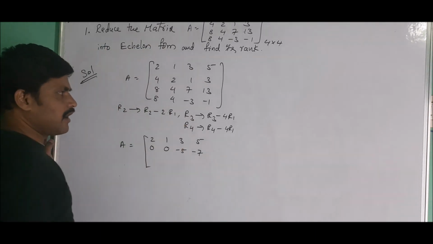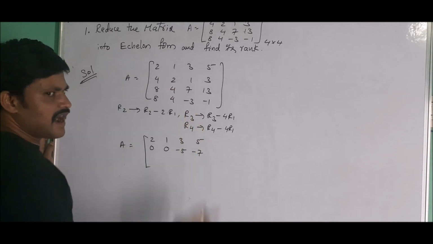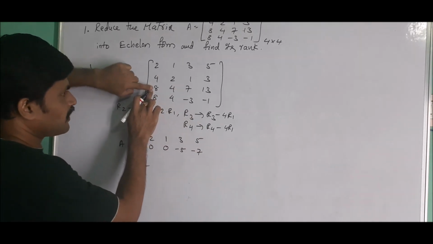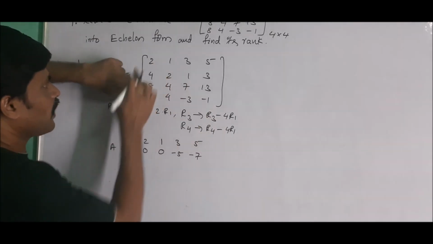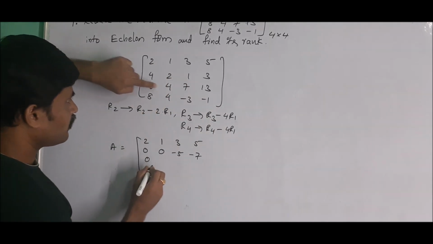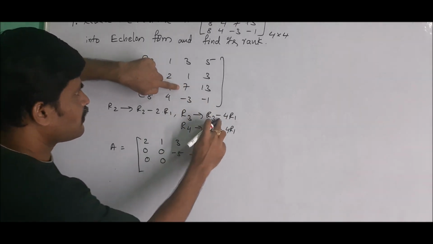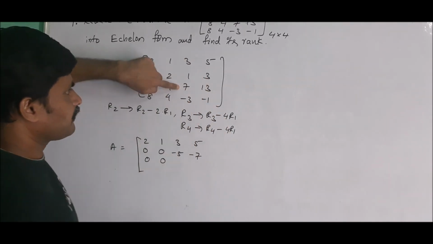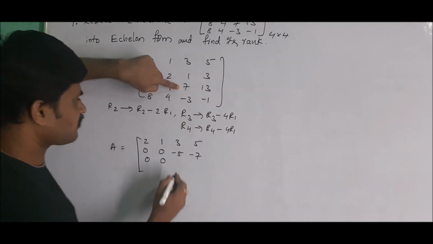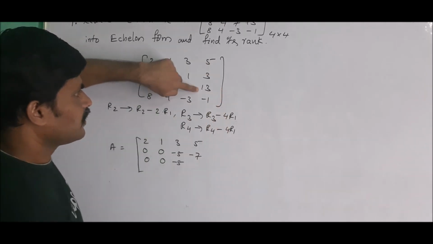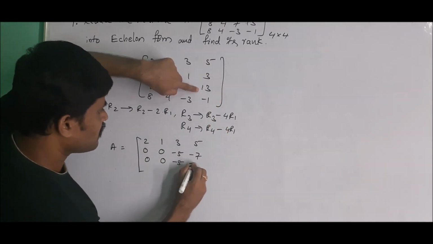Similarly, we can apply the third operation. R3 changes, R3 minus 4R1. So, in R3 the first element is 8, minus 4 into 2, 8. 8 minus 8, 0. 4 minus 4 into 1, this is also 0. 7 minus 4 into 3, 12. So, 7 minus 12, minus 5. And similarly, 13 minus 4 into 5, 20. 13 minus 20 is minus 7.